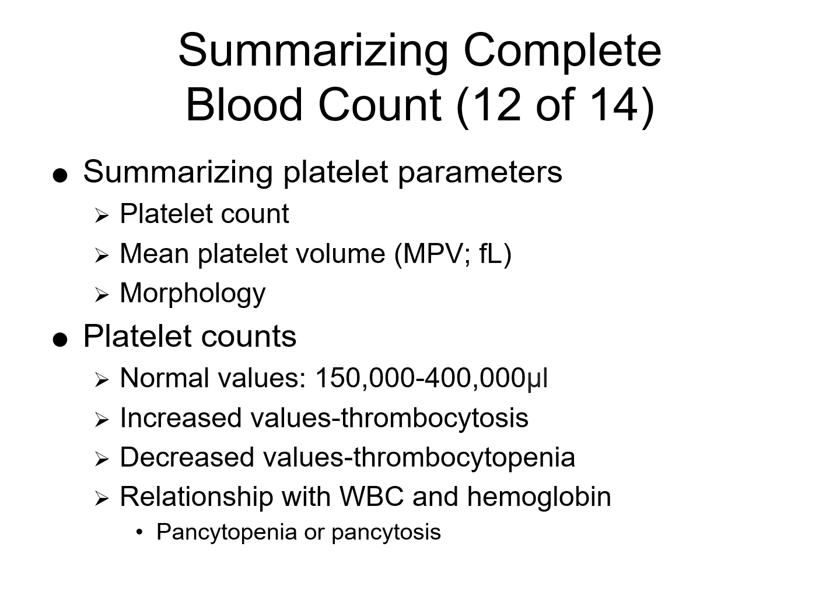For platelet morphology, it is important to evaluate platelet size, shape, granularity, and whether there is any clumping on the peripheral smear. Now, the relationship with white blood cells and hemoglobin: pancytopenia means a reduction in platelets, white blood cells, and red blood cells, whereas pancytosis means there is an increase in platelets, white blood cells, and red blood cells.